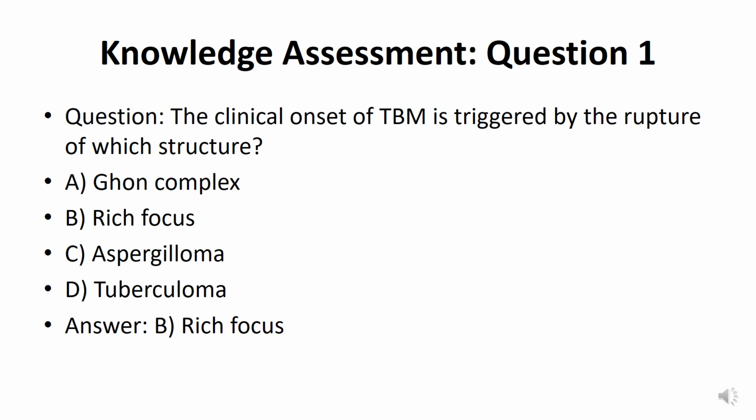The key concept to remember is simple. Hematogenous spread leads to the formation of Rich foci. Rupture of a Rich focus releases bacteria into the cerebrospinal fluid. This event triggers intense inflammation, and that inflammation produces the clinical features of tuberculous meningitis. So whenever you are asked what initiates the clinical onset of TBM, remember the sequence. Rich focus formation, Rich focus rupture, inflammation, tuberculous meningitis. That's why the correct answer is B, Rich focus.